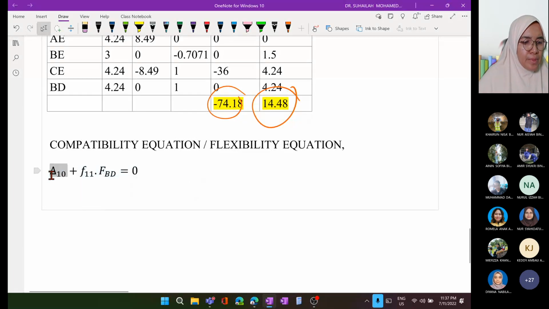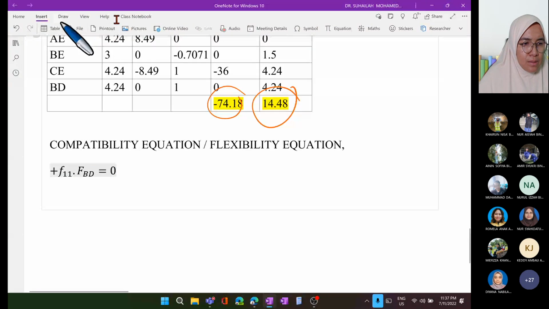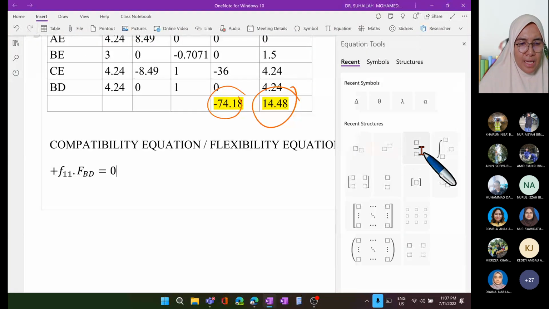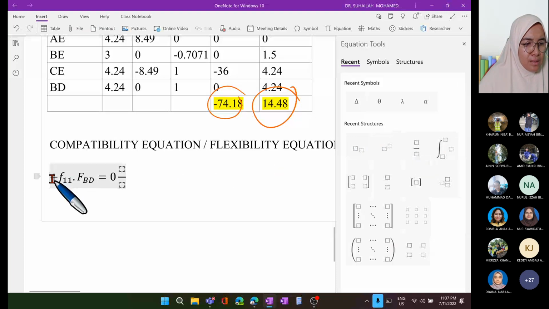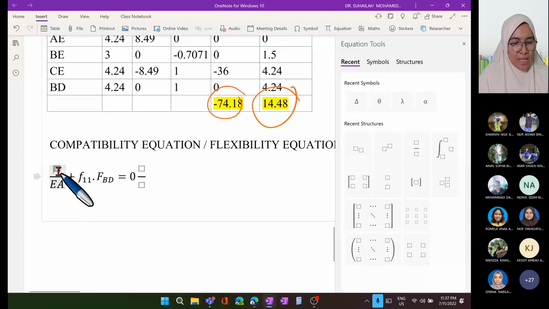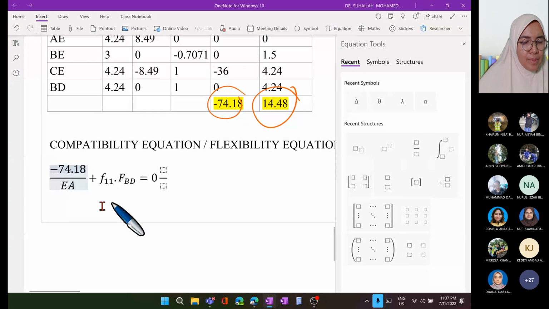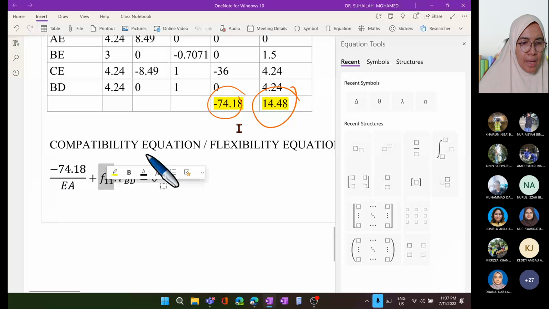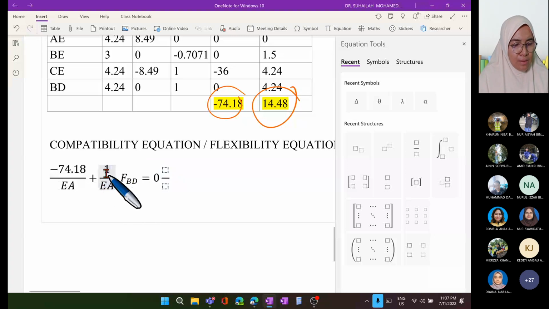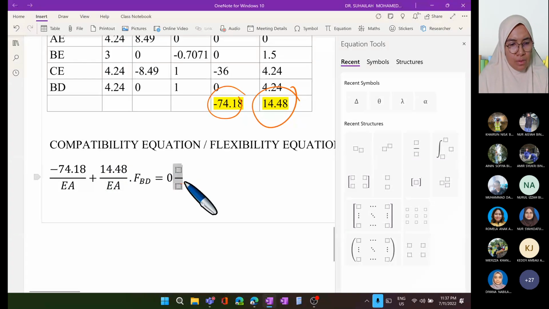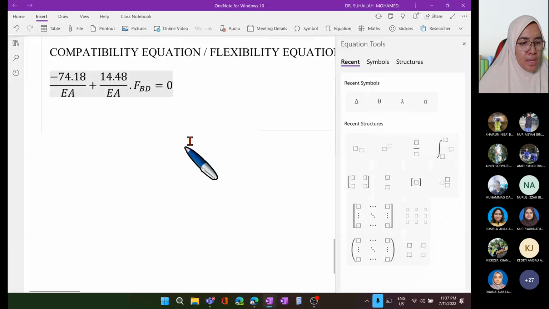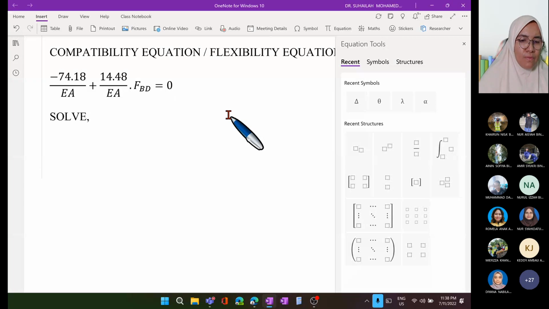Okay, so delta 1 node ni, delta 1 node is per dengan EA, ni kat sini, per dengan EA, so sini negative 74.18, okay, and yang ni over EA, it is 14.48. It is equal to 0. Okay. So then we solve. So when we solve, what we get?